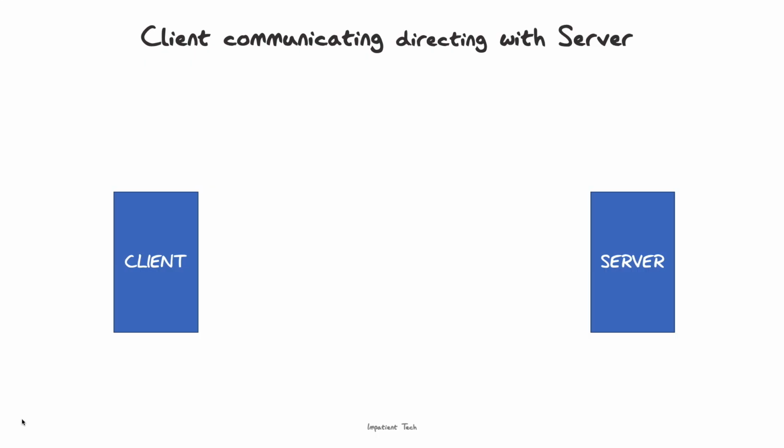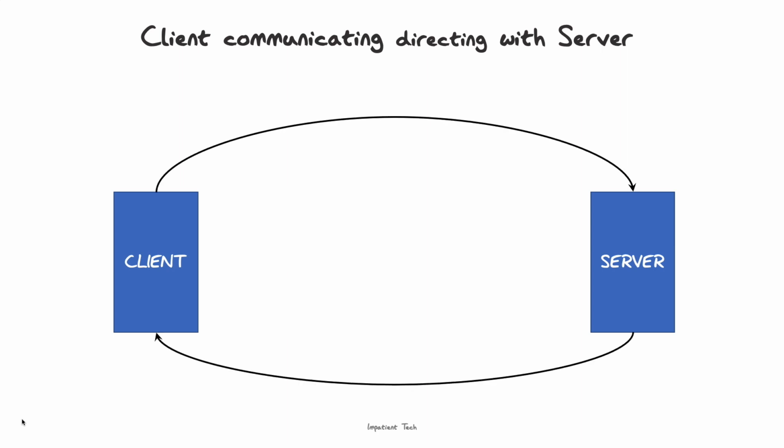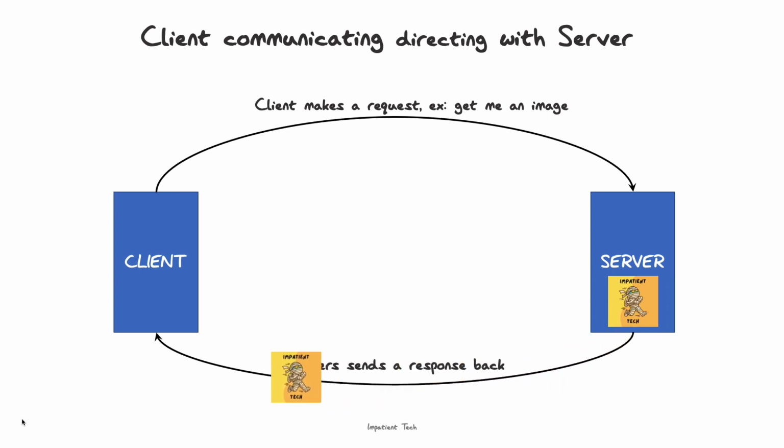computer science. Typically, with no proxy server set up, the client would communicate directly with the server. In this example, the client is requesting an image from the server, and the server responds back with the requested image. There is no mediator in this setup, and the client communicates directly with the server.